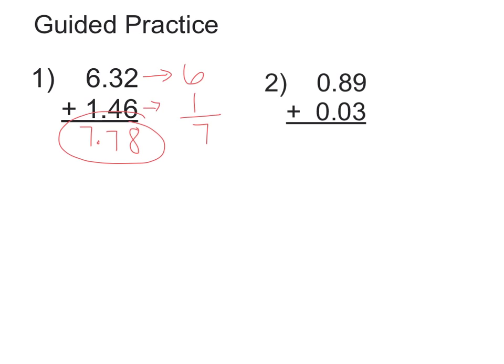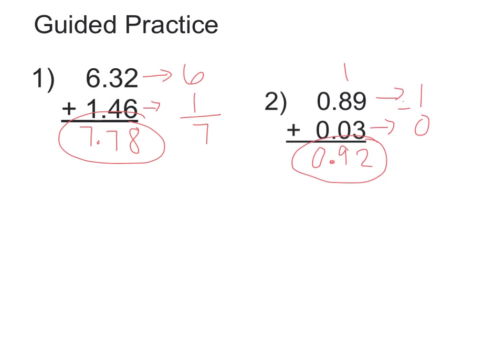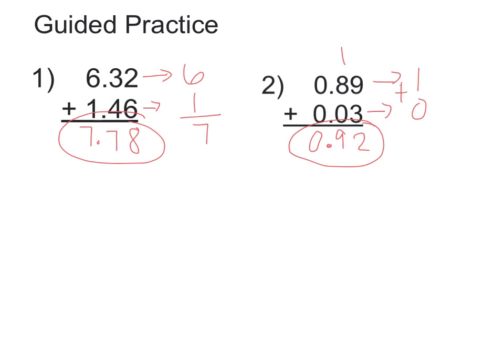Alright, let's see how you did. 9 plus 3 is 12, so I'm going to write the 2 and carry over the 1. 8 plus 1 plus 0 is 9. And 0 plus 0 is 0. My next step is to bring down the decimal point. It goes right there. My answer is 92 hundredths. If I were to estimate that, 89 hundredths rounds to 1, and 3 hundredths rounds to 0. If I were to add them, I would get 1. 1 is close to 92 hundredths, so my answer is correct.